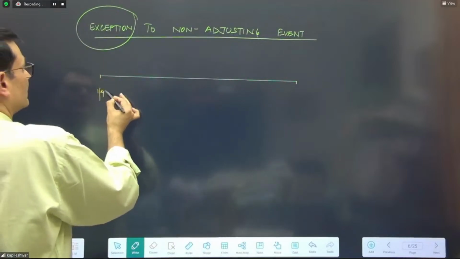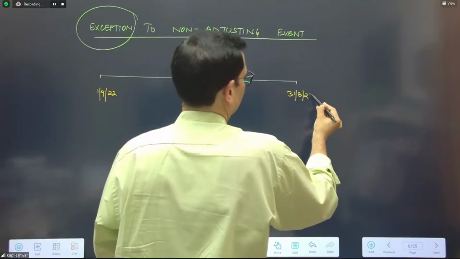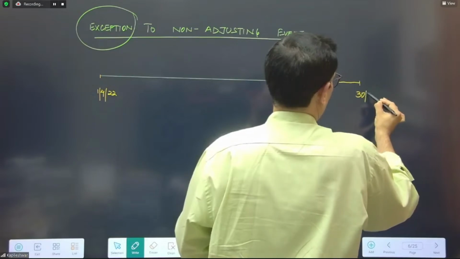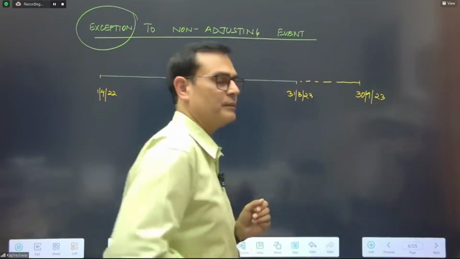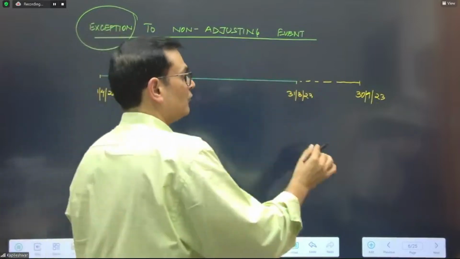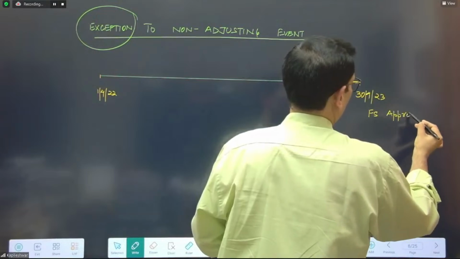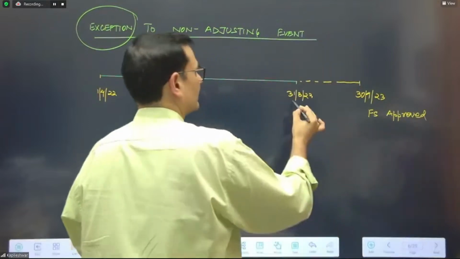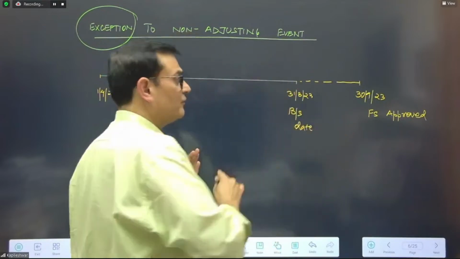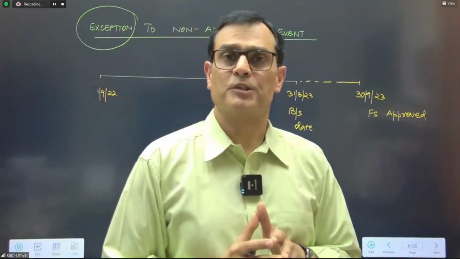So let's say the financial year is April 22 and it ends on 31st March 23. And let's consider that the financial statements are approved on 30th September 23. I'm just taking the date for the matter of convenience. So this is the date when the financial statements are approved by the Board of Directors. And that is the balance sheet date.